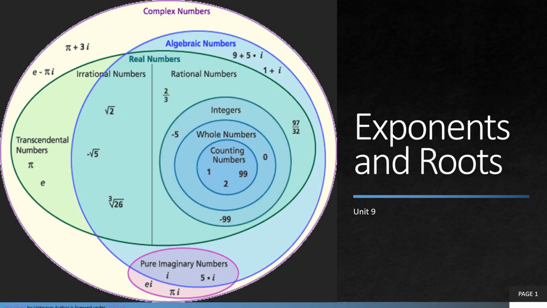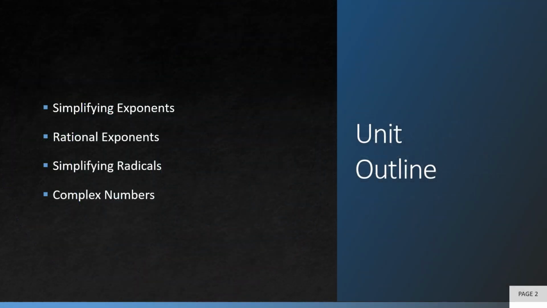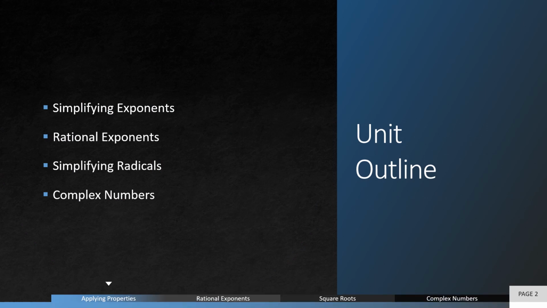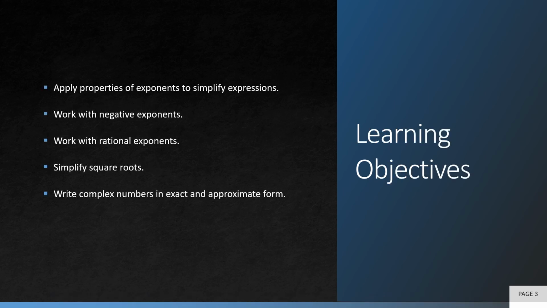Hi, in this lesson, we're going to continue our work from Unit 8 and learn how to simplify expressions with exponents and roots. We will begin by simplifying expressions with exponents, then move on to rational exponents, simplifying radicals, and finally complex numbers. Our objectives are to apply properties of exponents to simplify expressions, work with negative exponents, work with rational exponents, simplify square roots, and write complex numbers in exact and approximate forms.